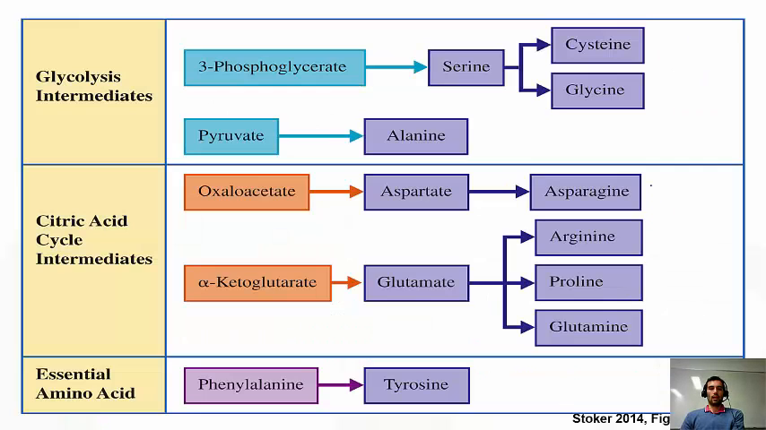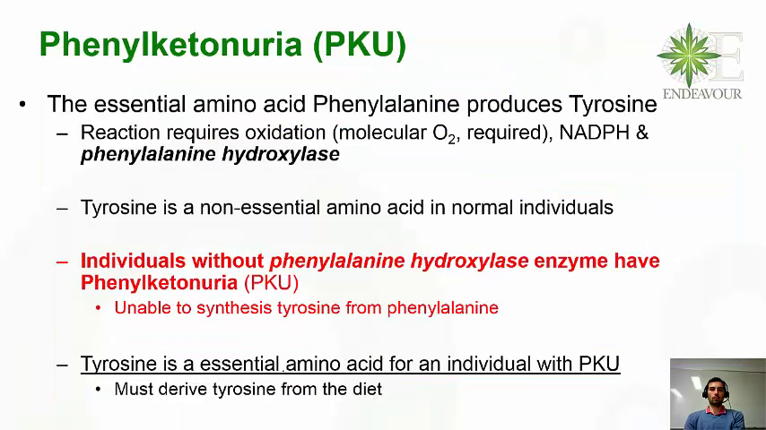So here's a summary of how we can create some of these non-essential amino acids. So the 3-phosphoglycerate can create things like serine, cysteine, and glycine. Pyruvate can create alanine by simply accepting the NH2. Similarly with the oxaloacetate, to create aspartate just needs the NH2, as does glutamate. But the glutamate and aspartate can actually be further modified to create other amino acids. And as I just showed you, we can have the tyrosine being created from the essential amino acid phenylalanine.